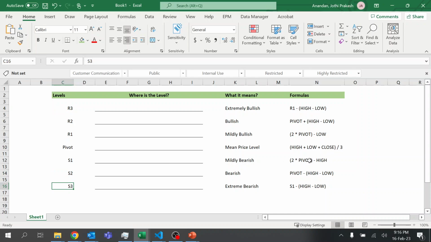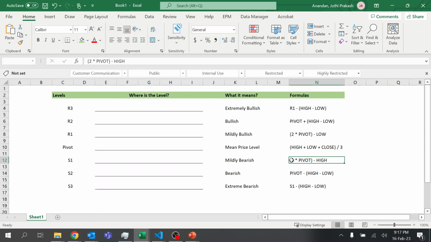So what exactly does a support level mean? A support level is something which will be below the pivot level. Below, in the sense, you need a higher value to be put on top of the pivot level. That's how the formula is calculated. So 2 times the pivot level, and as this is a support which is below, it is going to be high. So you have to understand it at an inverted level.